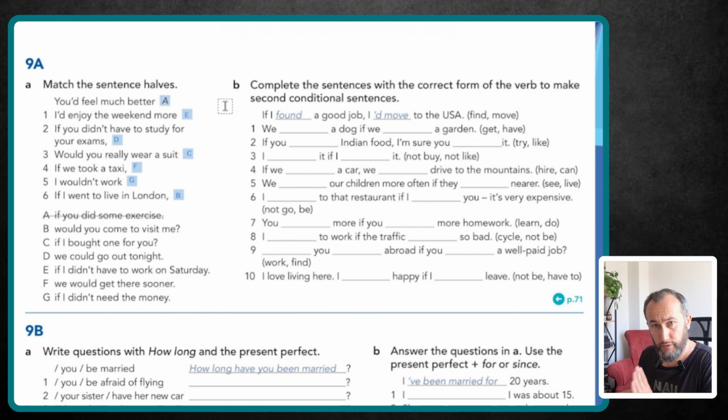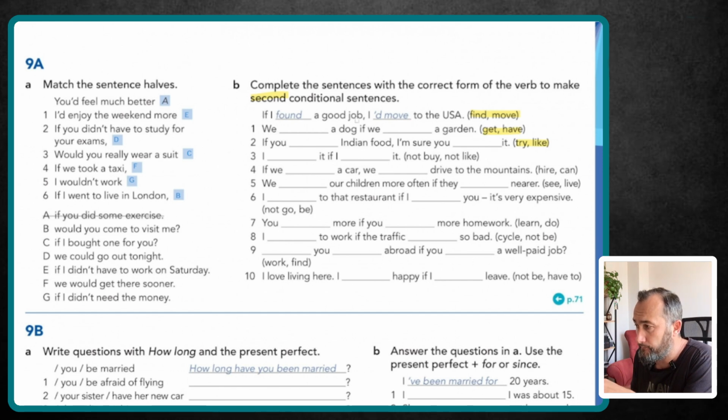That's it. Now we're moving to the B part. B is asking us to complete the sentence with the correct form of the verb to make second conditional sentences. As you can see, the verbs are given, two verbs in the brackets. So we must use them in the right form. And they're asking us second conditional. So second conditional, the structure: if part is past simple, main part is would or wouldn't plus infinitive. That's it.